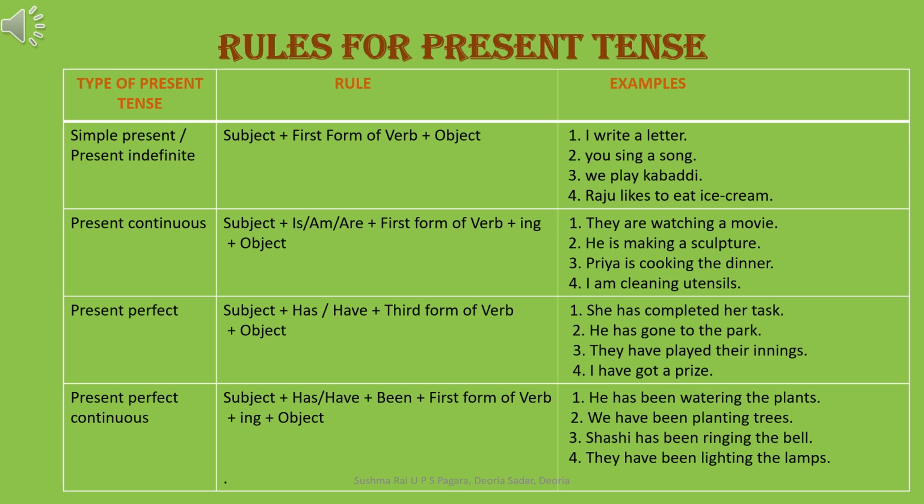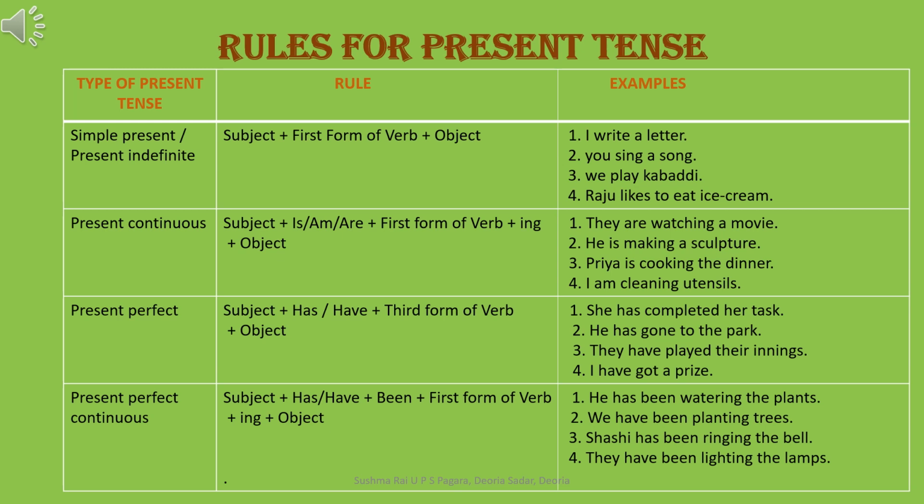Then taking the second type of present tense, that is present continuous tense, the rule for writing a sentence in present continuous tense is subject plus is, am, or are, depending upon the type of subject, plus first form of the verb plus ing plus object. Some examples are: they are watching a movie, he is making a sculpture, Priya is cooking the dinner, I am cleaning utensils.